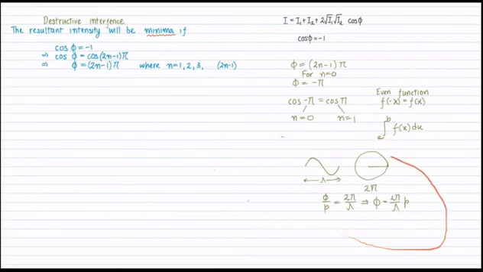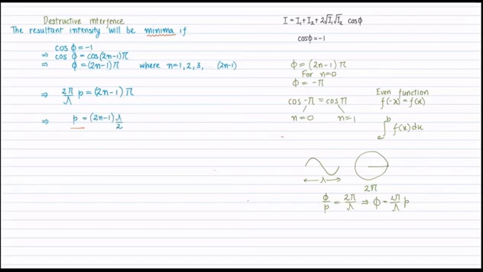So if phi equals twice of n minus 1 pi, I substitute this relation over here. I can write twice pi by lambda multiplied by p equals twice of n minus 1 multiplied by pi. Now I can cancel this pi from both sides. I can send this lambda to the other side and send this 2 to the denominator. Then I can write my path difference p equals an odd multiple of lambda by 2.